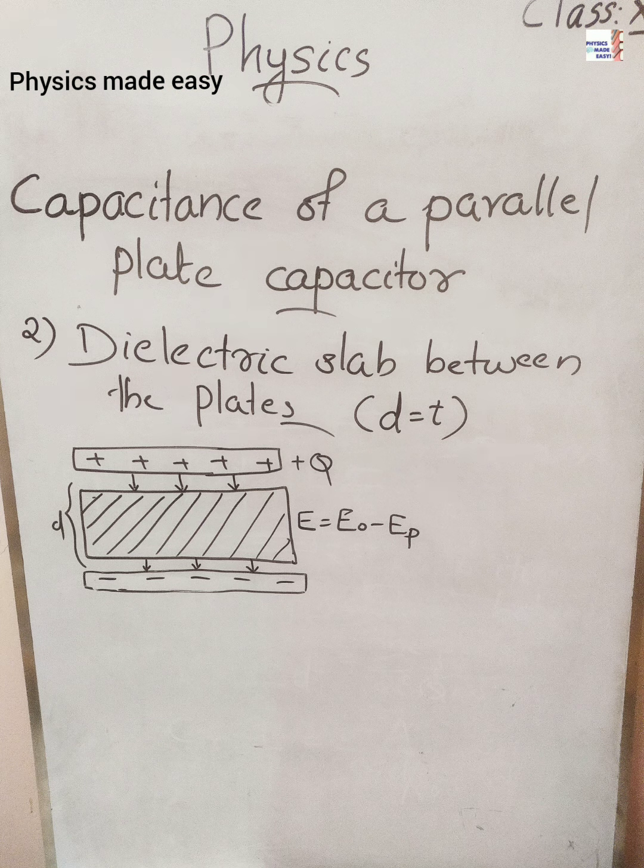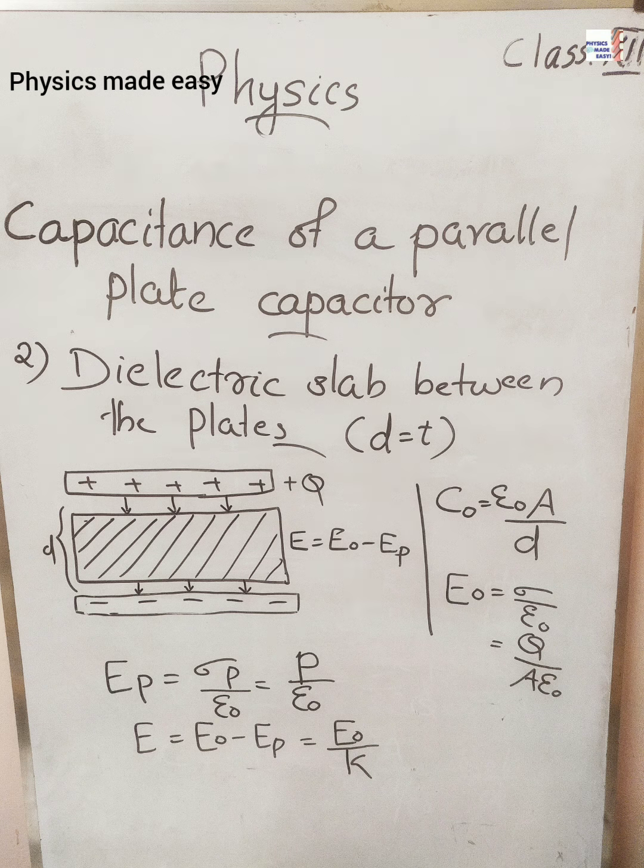Let us see what will be the capacitance if a dielectric slab is placed between the plates of a parallel plate capacitor. You can see that arrangement there. Plus Q is the charge on the top plate and minus Q is the charge on the down plate. The space between these two plates is filled with the dielectric slab, having thickness D or T we can take.